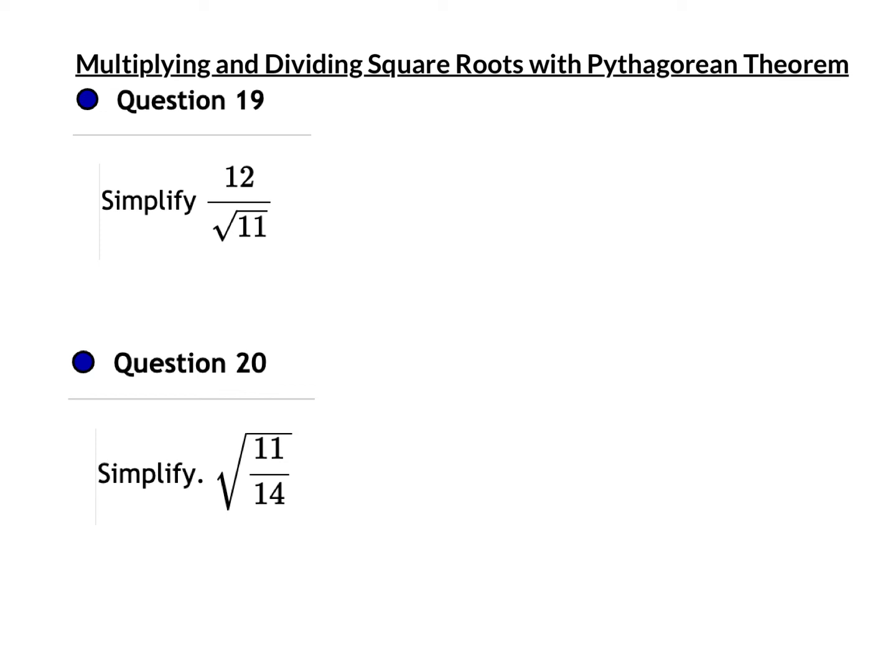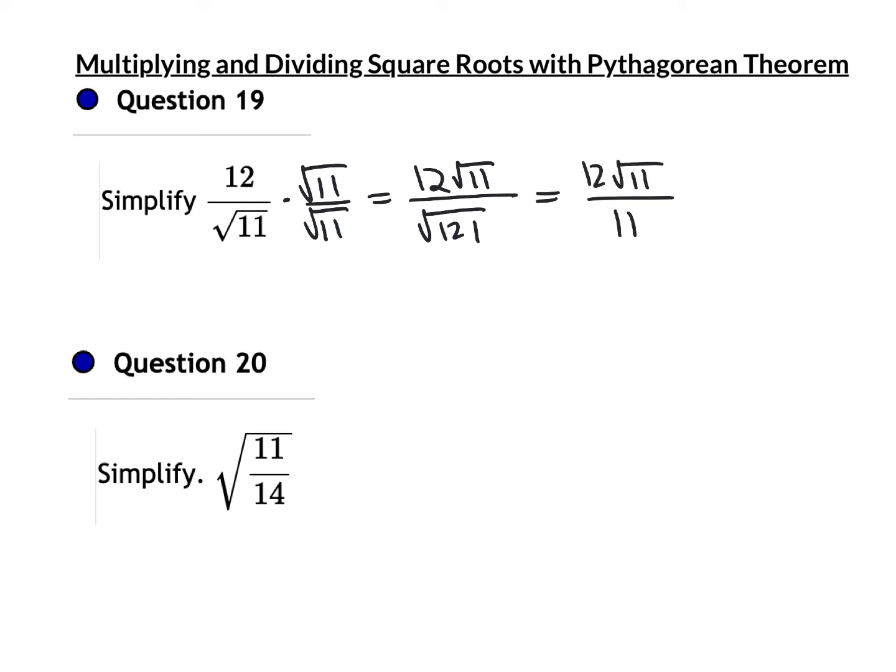Question 19 and 20 are also rationalizing the denominator. Make a 1 with your denominator, root 11 over root 11. Root 11 times root 11 is root 121. Above, I have 12 root 11. The square root of 121 is 11, and I have 12 root 11 over 11. Remember, you cannot cancel the root 11 and 11. They're not the same thing. The square root of 11 is 3 point something. Those don't cancel. They both have to be roots to cancel, or both have to be whole numbers or integers to cancel.